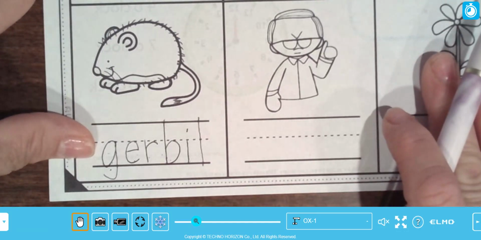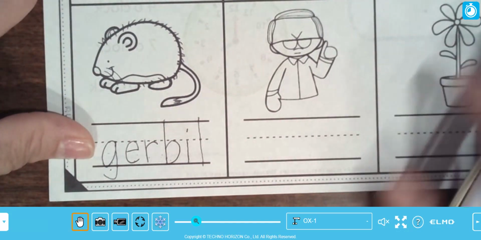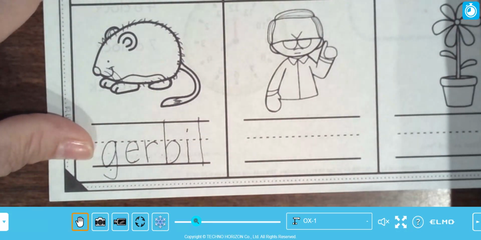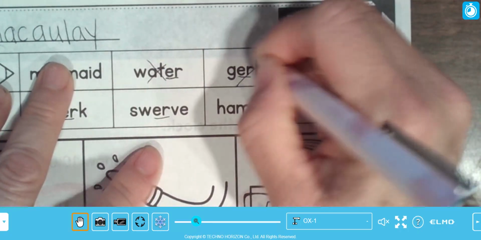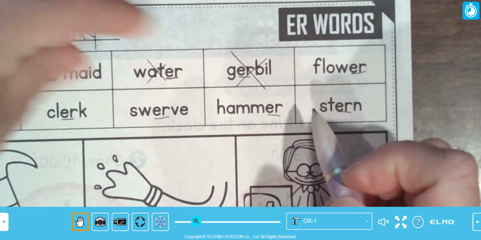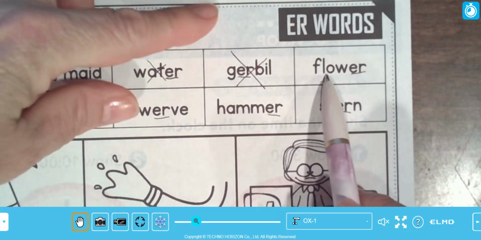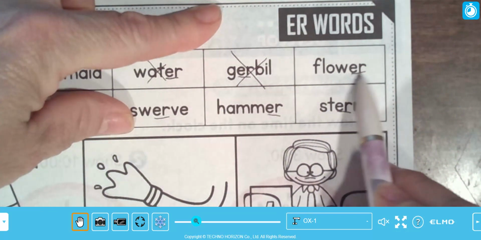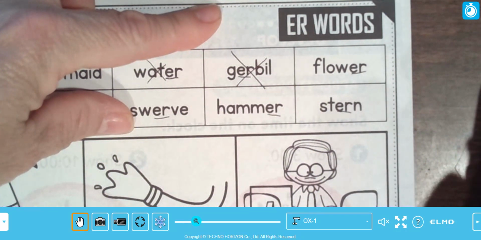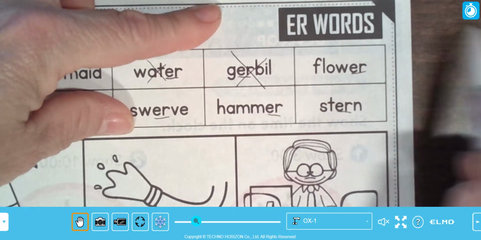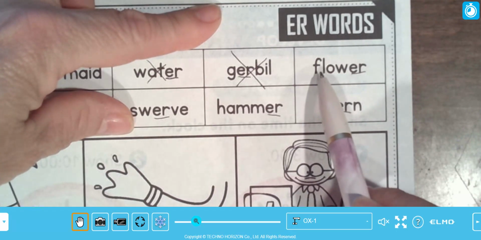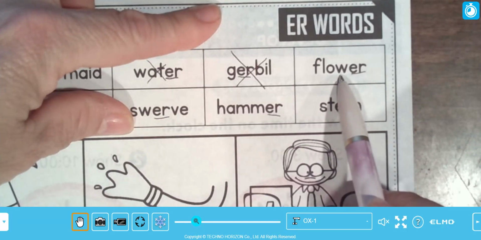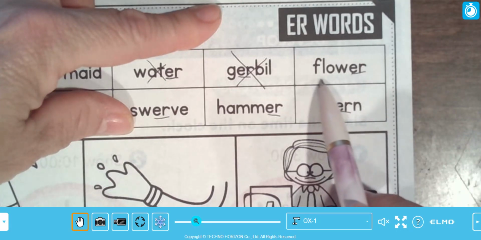Okay, hopefully you finished writing gerbil. If you didn't, you can pause the video so you can finish writing it. So now we're moving on. We're going to cross out gerbil. Okay, and we're going to go to this word right here. So what sound does the ER make? It makes the sound. So let's read this word together. Ready? Begin. Fl, ow, flower.